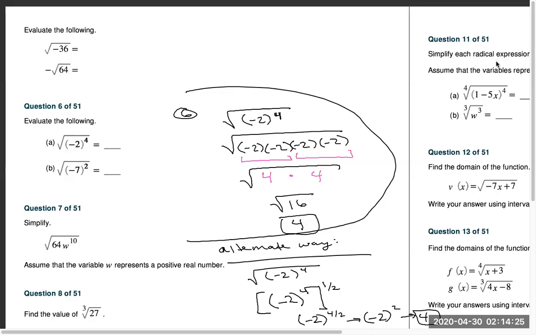All right, let me save that. Next thing, I'll actually leave part B for you guys to try. That way I can get through more problems. Save and clear.